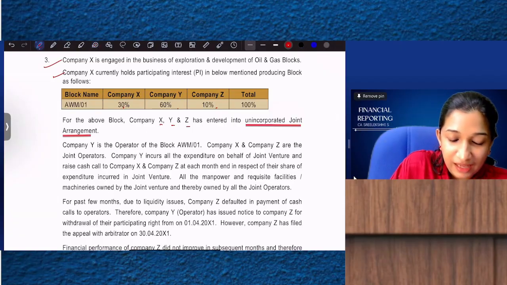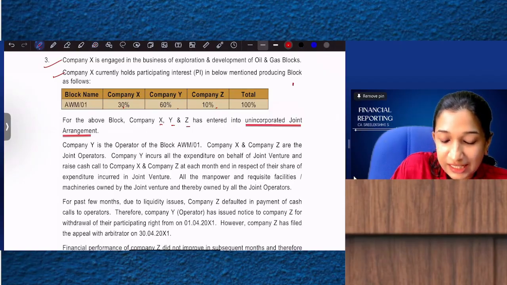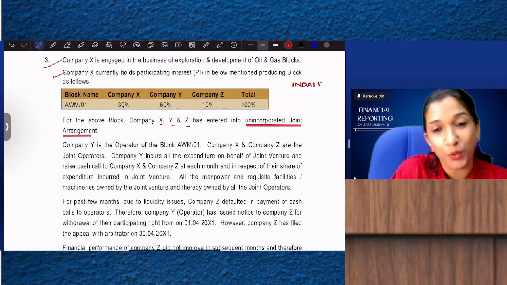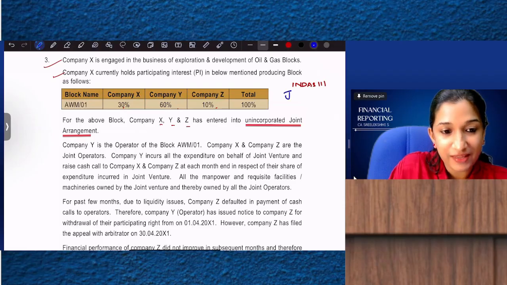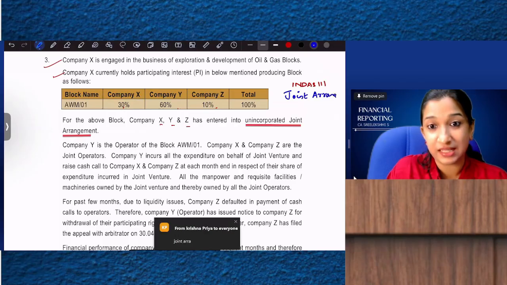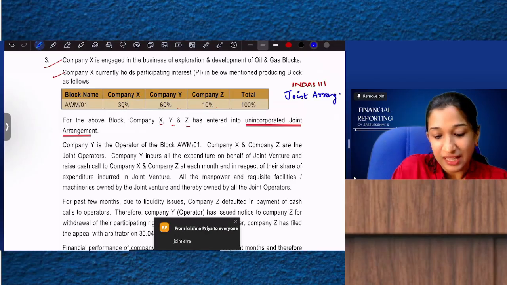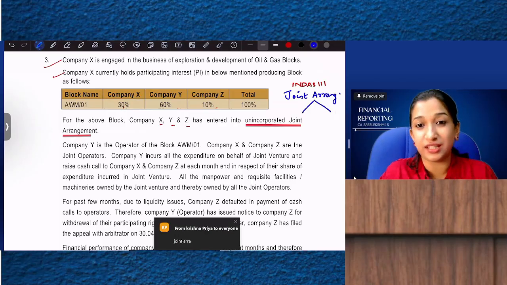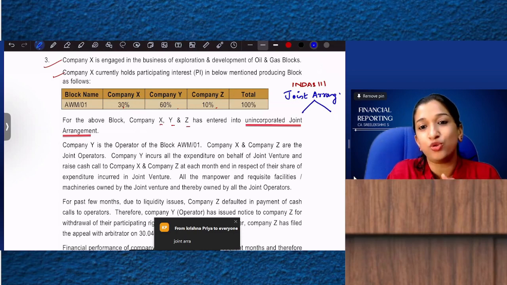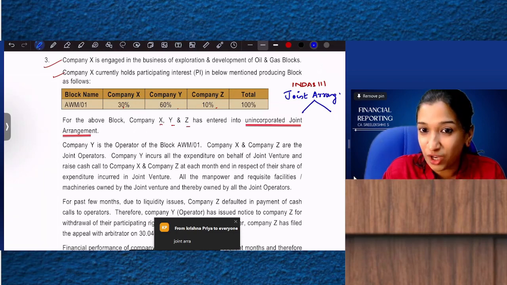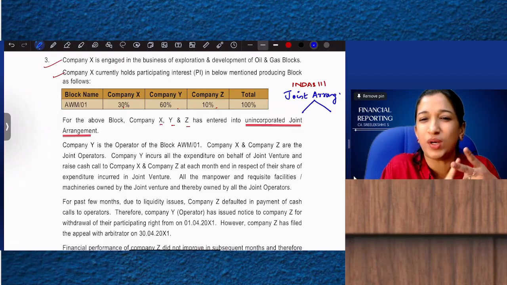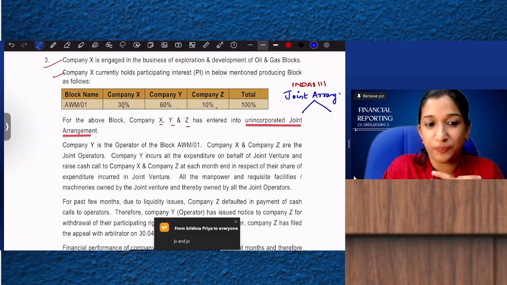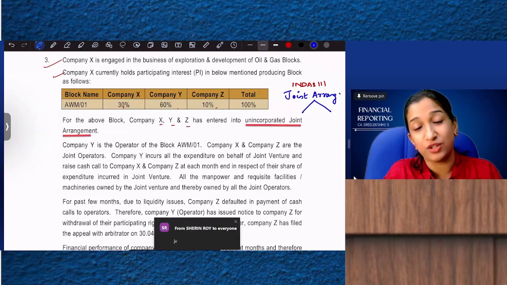So, I was asking you what is IND AS 111. Its title is joint arrangements. As per IND AS 111, joint arrangements are divided into two types. What are the two types? One is JO, joint operation, and the second one is JV, joint venture.